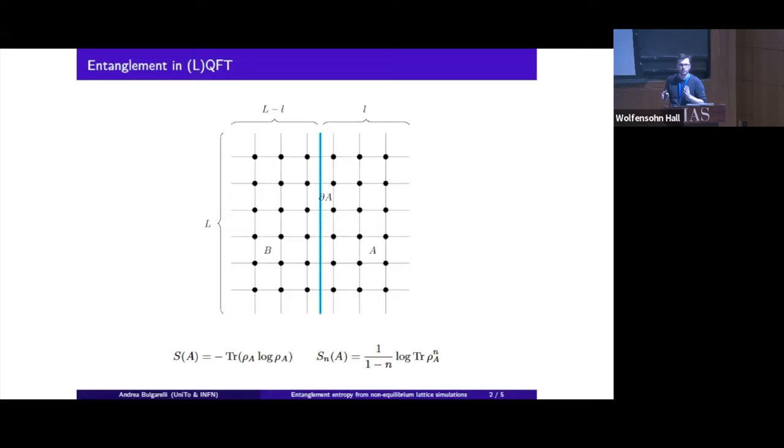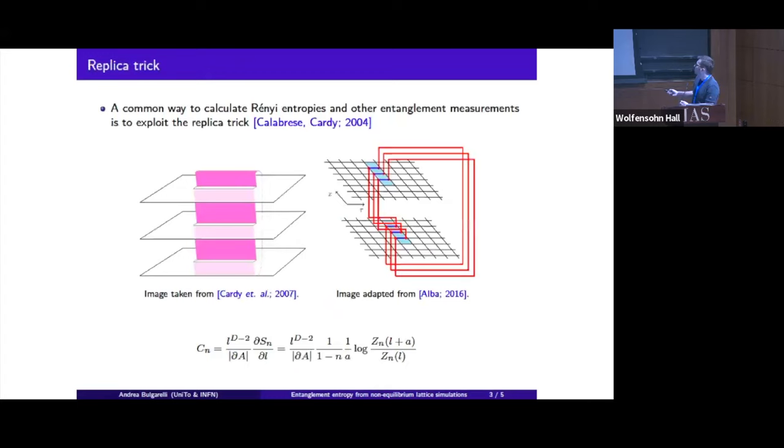An observable that is widely used to quantify the entanglement in a generic quantum mechanical system is the so-called entanglement entropy, which is related to the reduced density matrix of a portion of my system. Other quantities that one can study as well are the so-called Rényi entropies, which are connected to higher powers of the reduced density matrix. The most commonly used setup to calculate Rényi as well as entanglement entropies is the so-called replica trick.